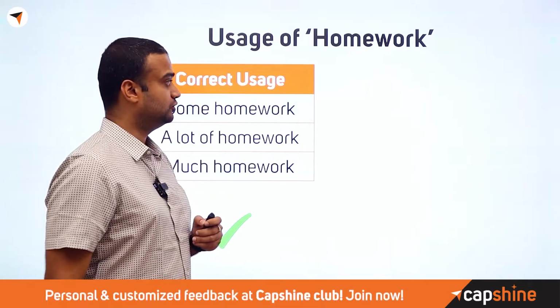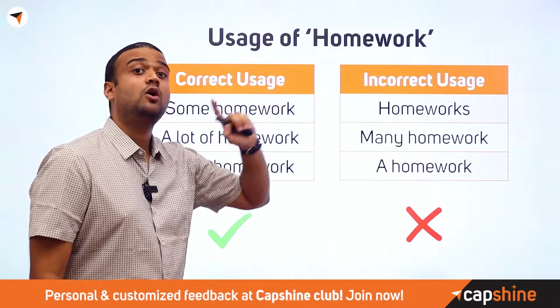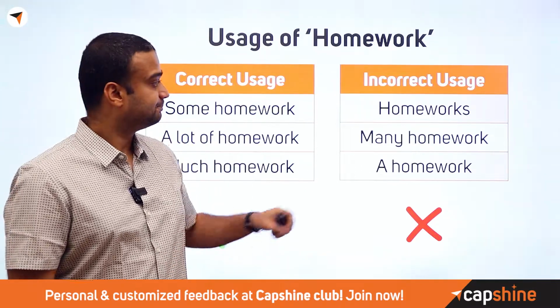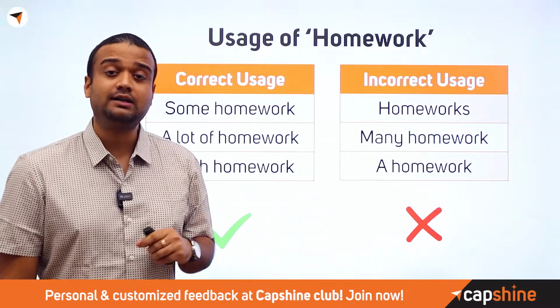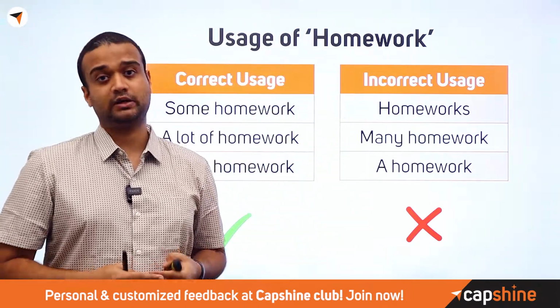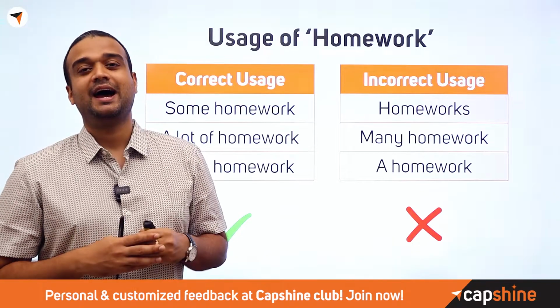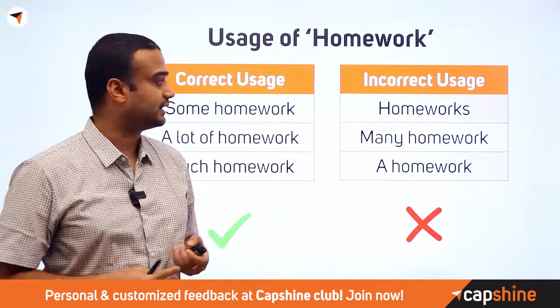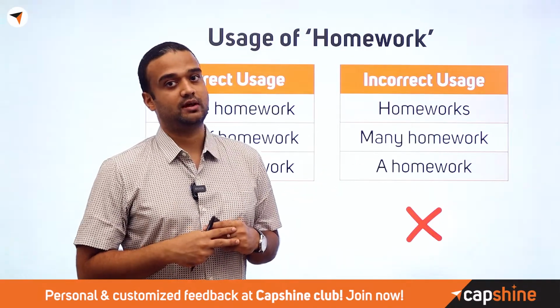The wrong ways to use homework. Homeworks. Homework is again a collective noun. It's abstract. It cannot be pluralized. Many homework. Since it's uncountable, you cannot say many. It talks about the entire body of work you need to do, well, at home. So homework includes everything that needs to be done. You cannot quantify it. A homework is also incorrect for the same reason.